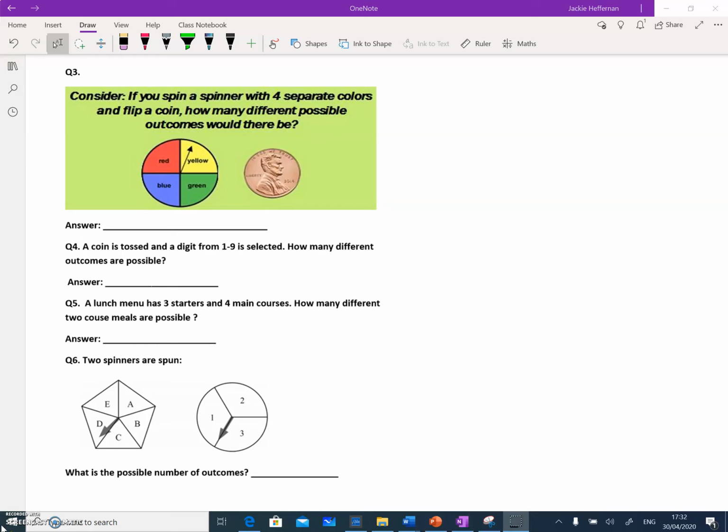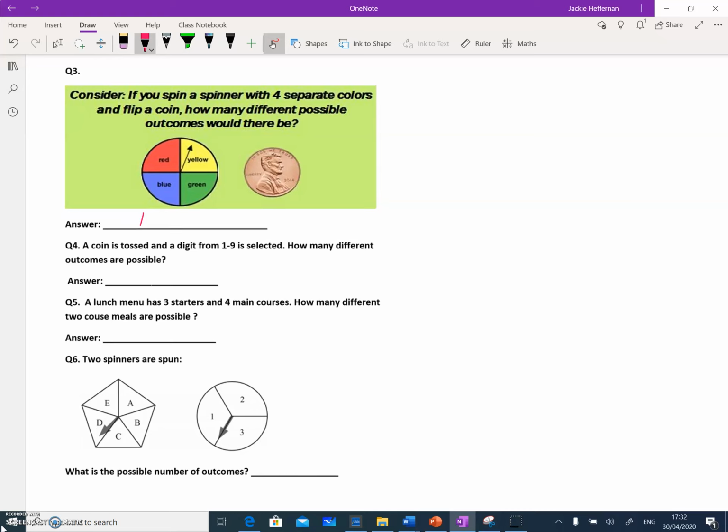Okay, consider if you spin a spinner that has 4 different colors on it and you flip a coin, how many outcomes would there be? So you could have red and heads, red and tails, yellow and heads, yellow and tails, and so on. If you were to write all of them down, you should get 8 different outcomes because 4 multiplied by 2 is equal to 8. A coin is tossed and a digit from 1 to 9 is selected. How many outcomes is there? So a coin is tossed has 2, heads or tails, multiplied by 9 different numbers, so it's 18.